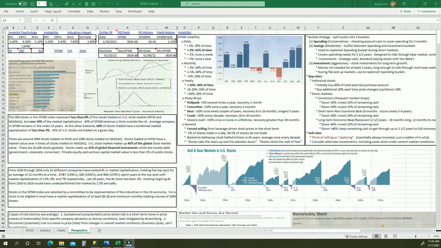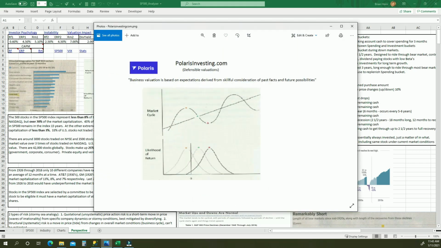In this video, we'll be discussing keeping price movements in perspective. We'll specifically be talking about information that's contained in the perspective worksheet in the S&P 500 Analyzer app.